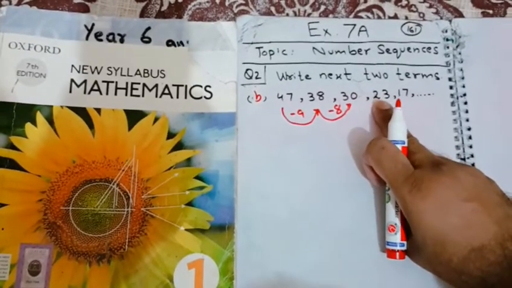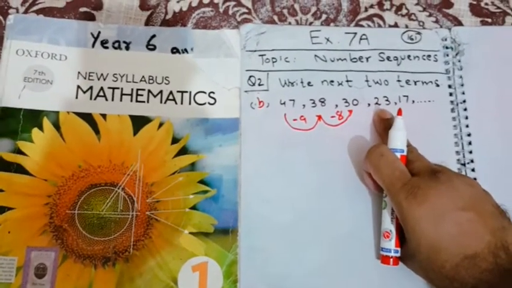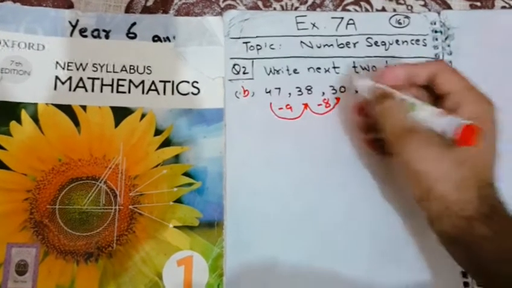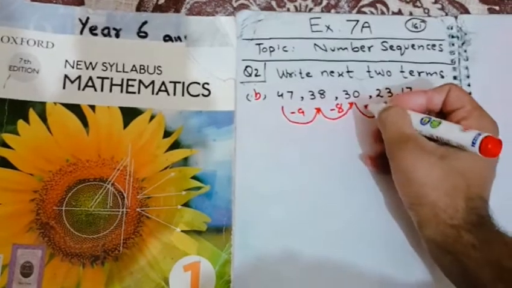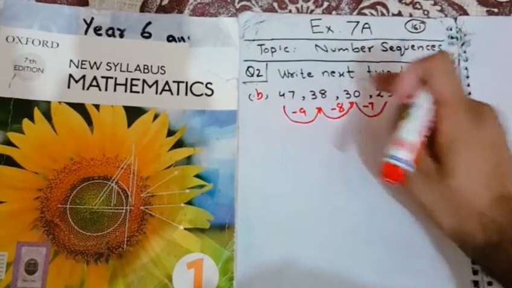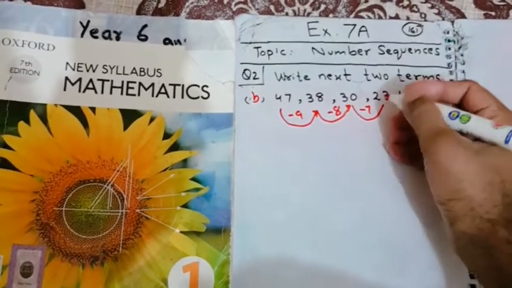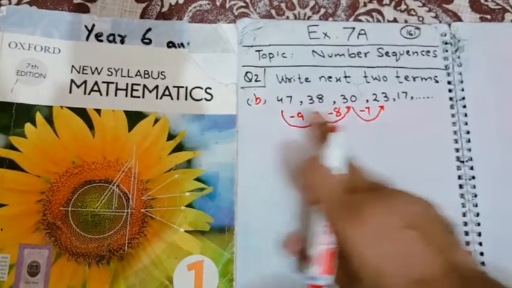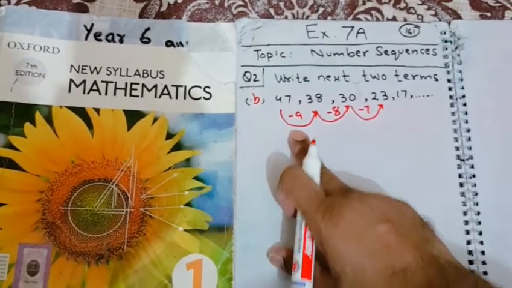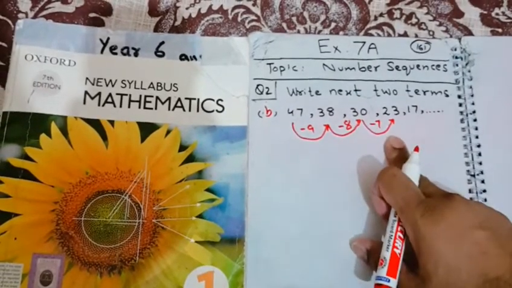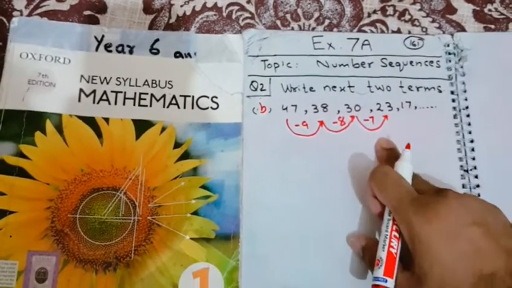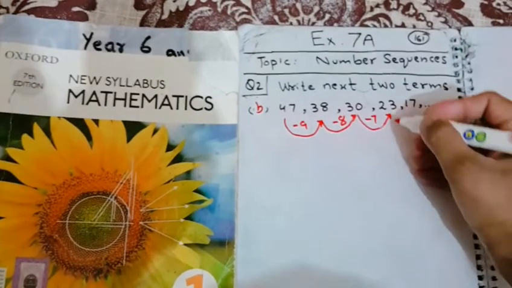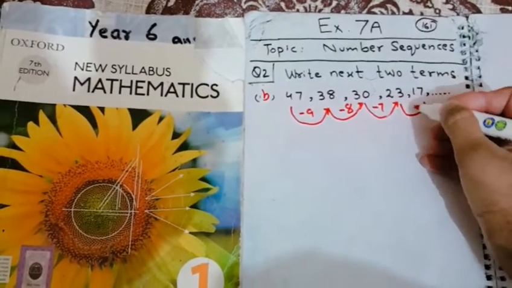How much gap is between 30 and 23? Of course, there is a gap of 7. That means if we subtract 7 from 30, we shall get 23. All right, till here we have noticed that the gaps between them are minus 9, minus 8, minus 7. Then, by this kind of gap, the next gap would be minus 6. And of course, it is minus 6.